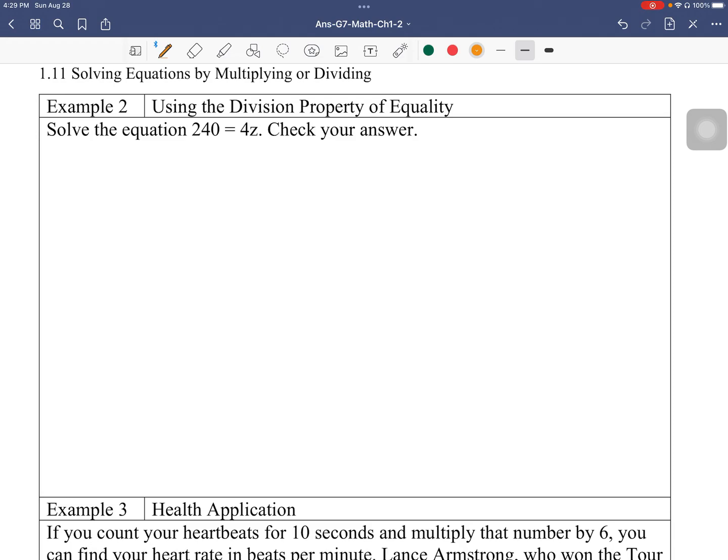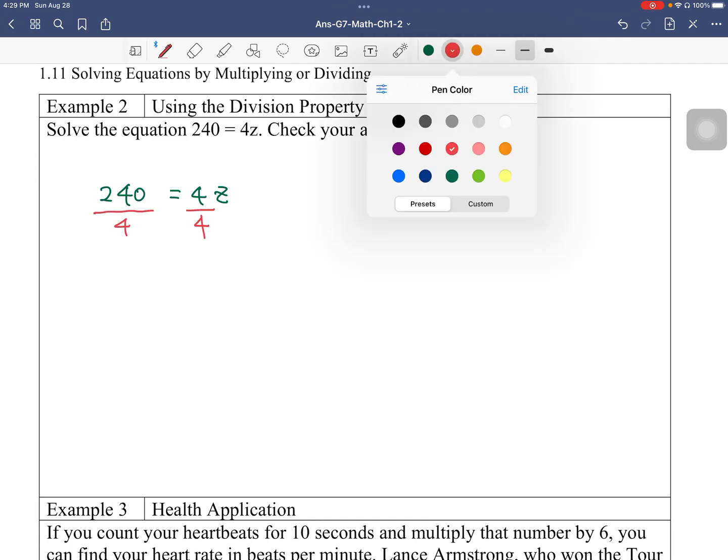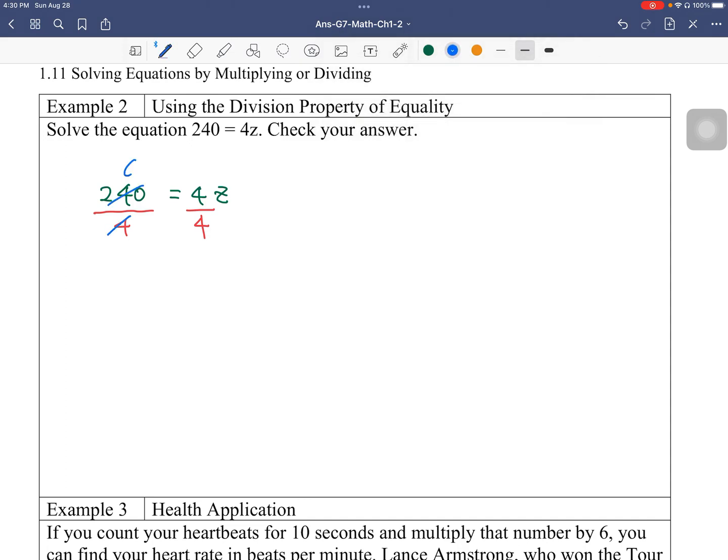So now example 2. How do I solve the equation 240 equals 4z? To isolate z, divide by 4, therefore 60. So 60 equals z. Now when we check our answer, one side is 240, the other side is 4 times z, which is 240. So now it's equal. So z equals 60.